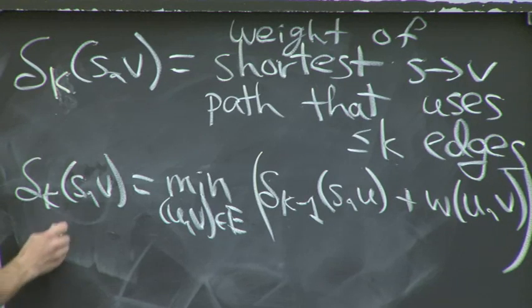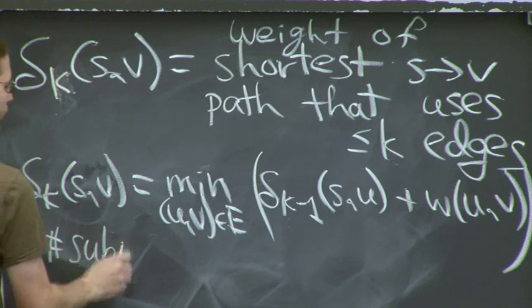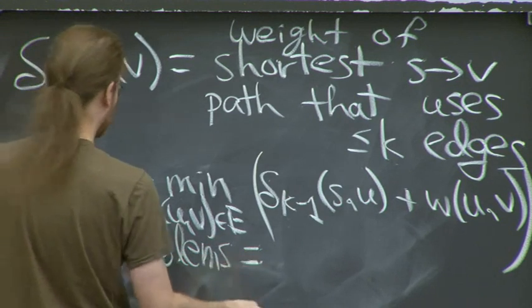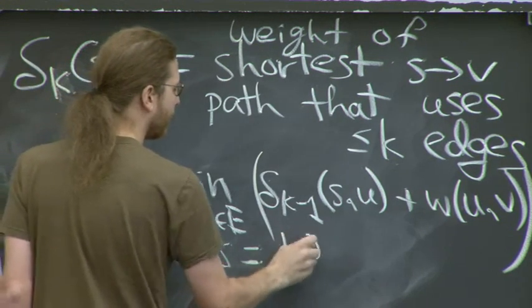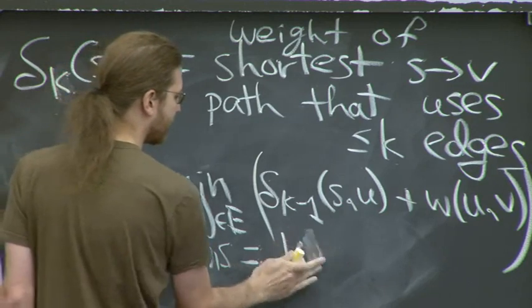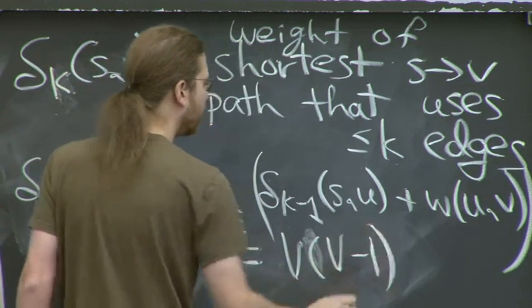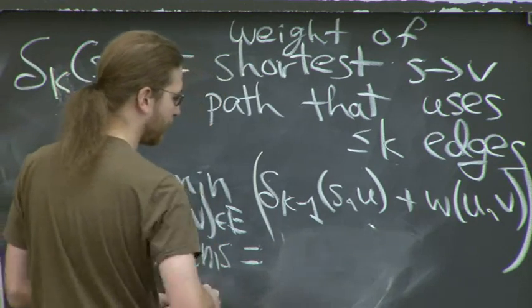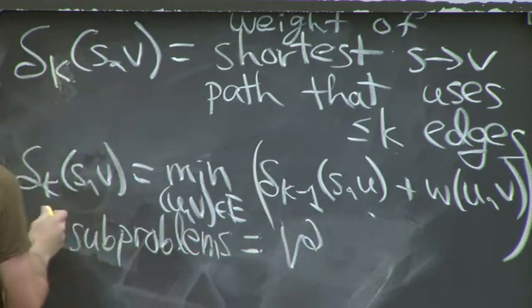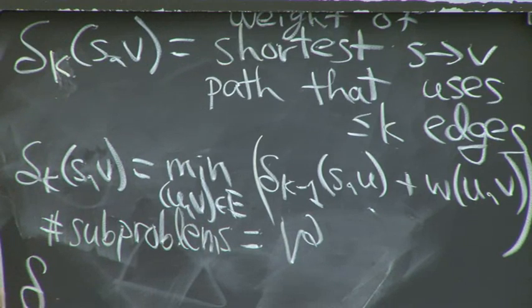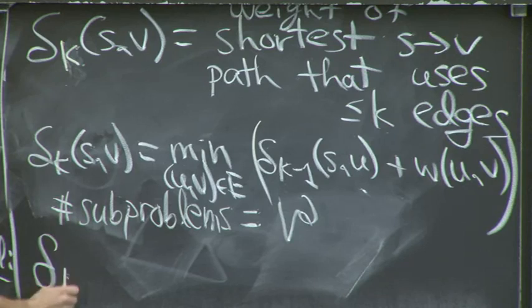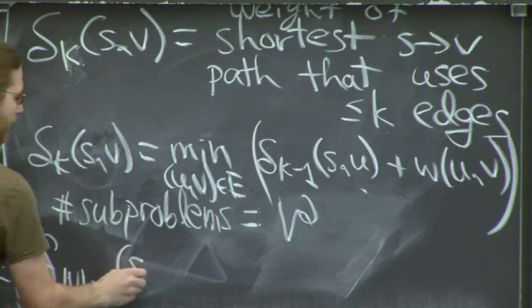The number of subproblems now is V squared. Technically, V times V minus 1. Because I really, or actually V squared, sorry. Get it right. I start at 0. And what I care about, my goal, is delta sub V minus 1 of S V.